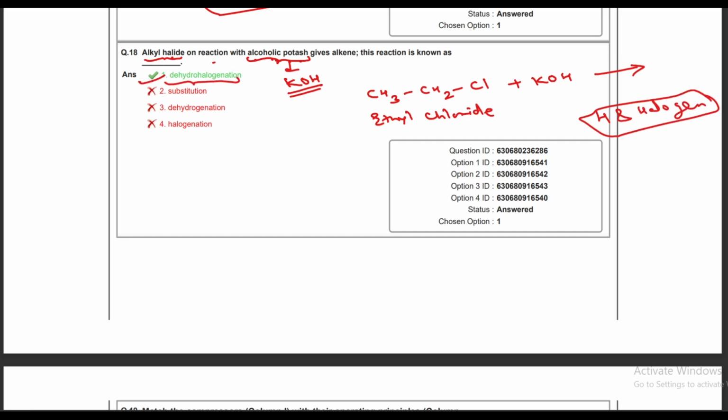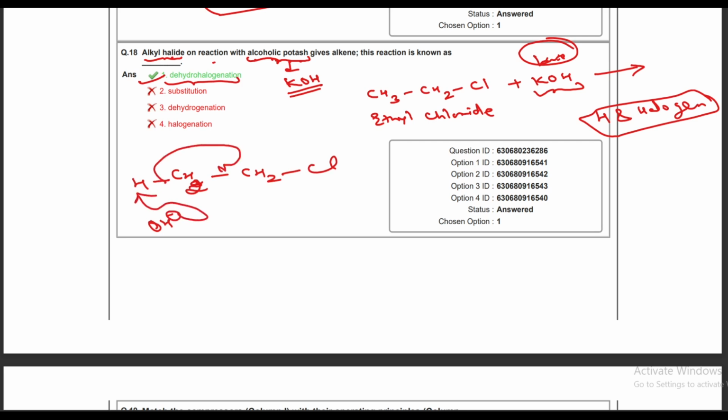In this case, potassium hydroxide acts as a base. This base OH negative will abstract this proton, these electrons will shift here, and there will be a release of Cl negative. So ultimately there is a removal of H positive and Cl negative, dehydrohalogenation. So the correct option is first. Clear?